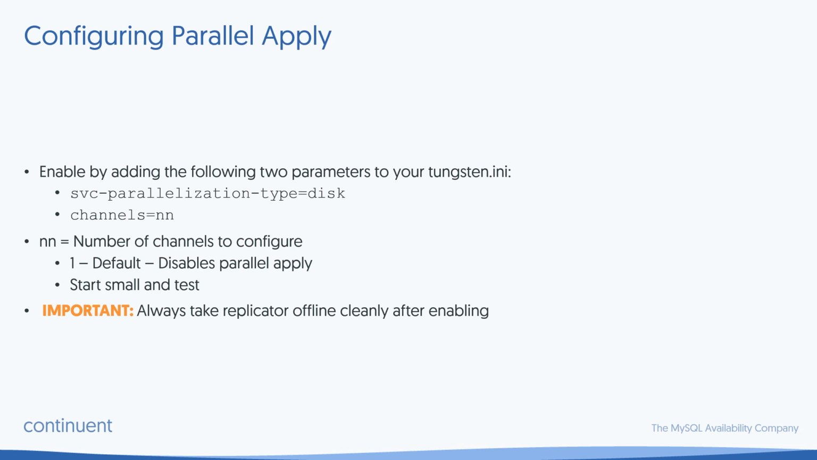What I recommend is start small and test, and gradually increase the number of channels to find that correct balance for your workload. What is really, really important though is if you are changing, enabling or disabling parallel apply, always make sure that you take the replicator offline cleanly first. And by that I mean issue the trepctl offline command. Allow the replicator to cleanly come down and balance itself out, and then do the changes and the updates. It's really, really important to make sure you do that first.